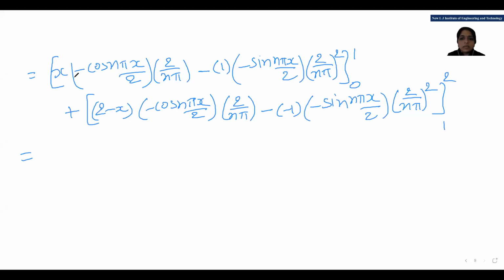So we'll move ahead. Now, for the first step, if I substitute the upper limit 1 in the place of x, I have cos n pi by 2. And what is the value of cos n pi by 2?